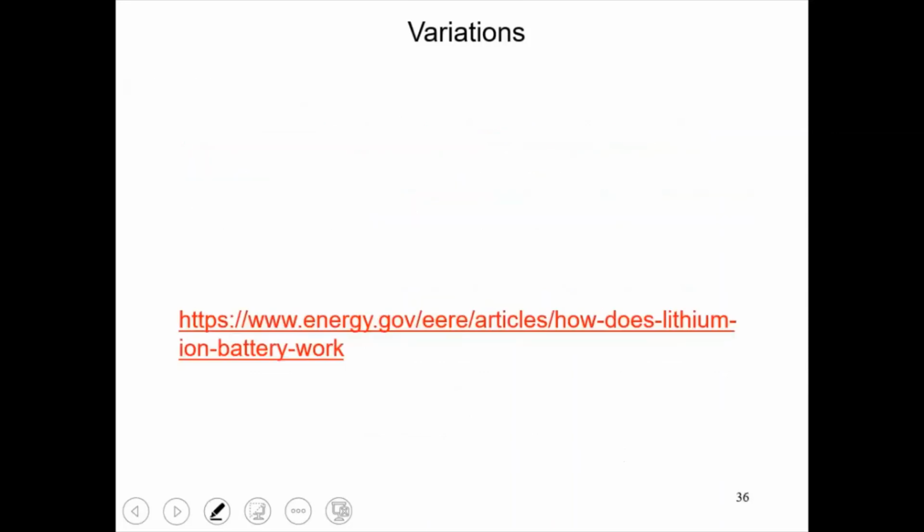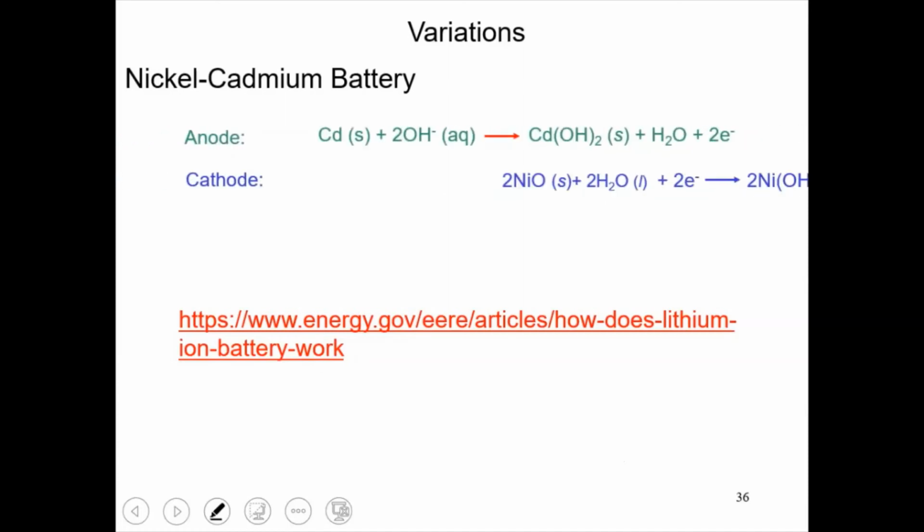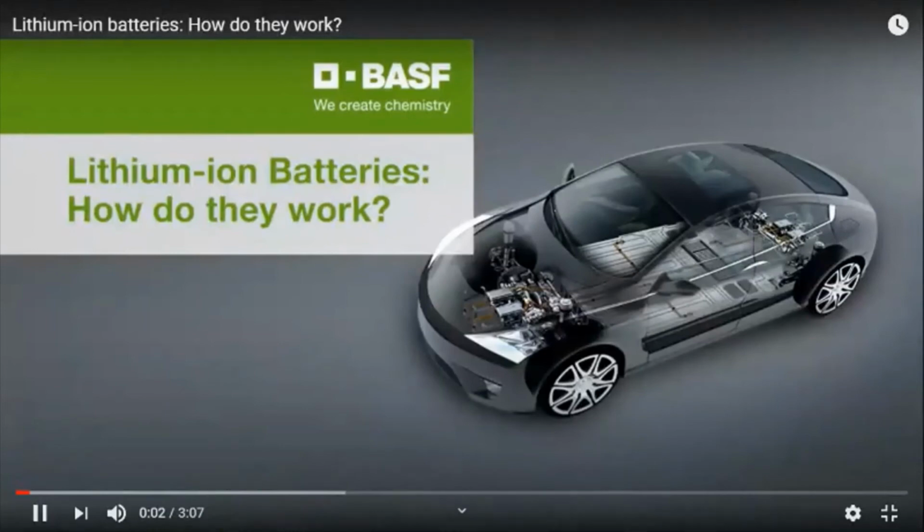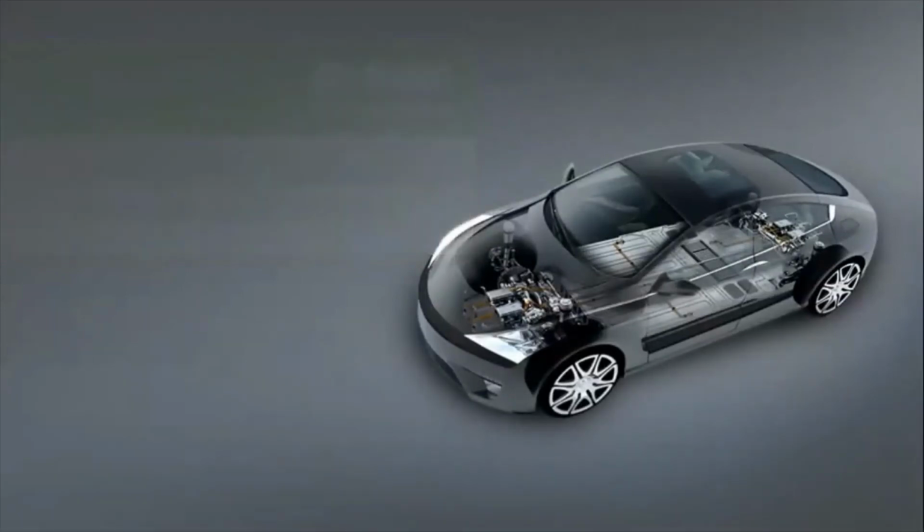Okay, another variation is, oh, sorry, that article there is kind of wrong. Here is the nickel-cadmium battery. And in the nickel-cadmium battery, you have cadmium as the anode and then a nickel oxide as the cathode. And again, of course, these are the kinds of batteries that can be recharged. But nowadays, the ones that are really in vogue are the lithium-ion batteries. Lithium-ion battery is the power source for modern electric vehicles.